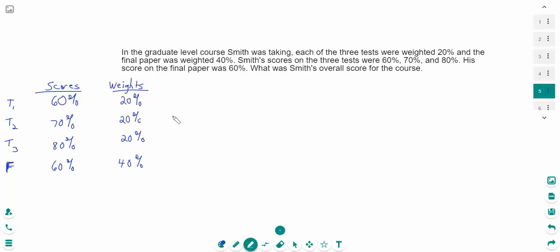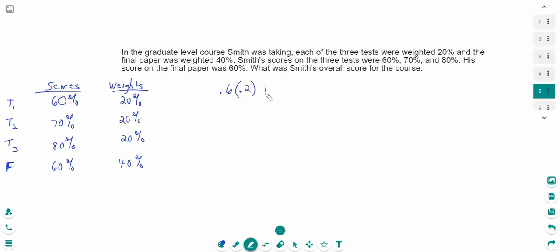Well, to do that, we're going to do the same thing we've done before, only now there's one additional step. We want to translate these percentages into decimals so that we can actually work with them as numbers. So the first score, instead of 60%, we're going to change into a decimal, and it's going to be 0.6. Okay? We're going to multiply that by its weight, and its weight is 0.2, written as a decimal.